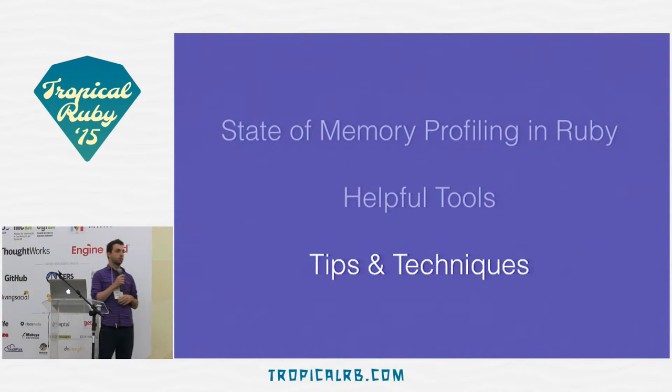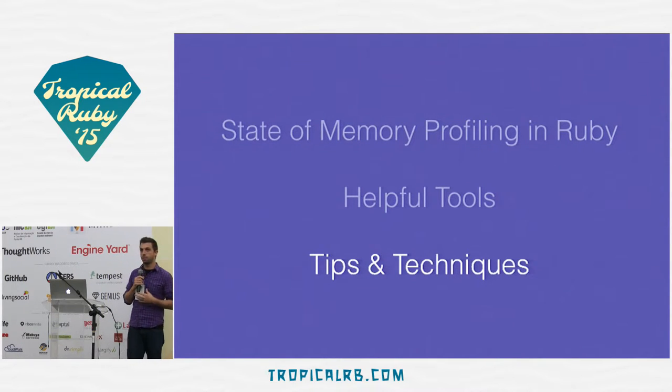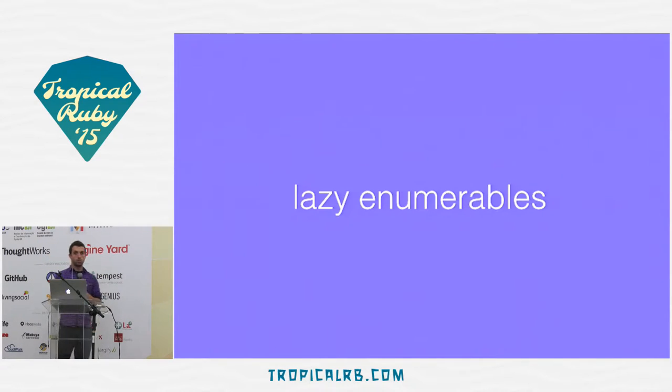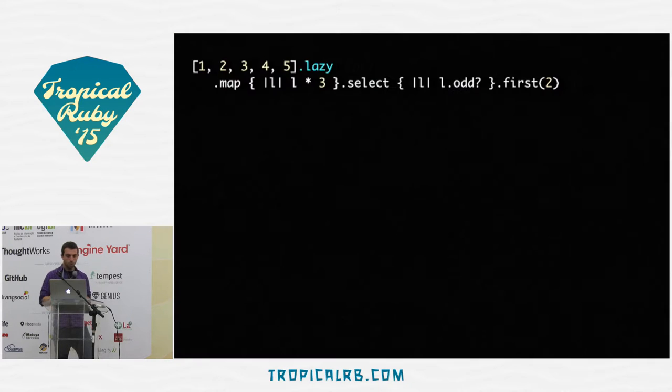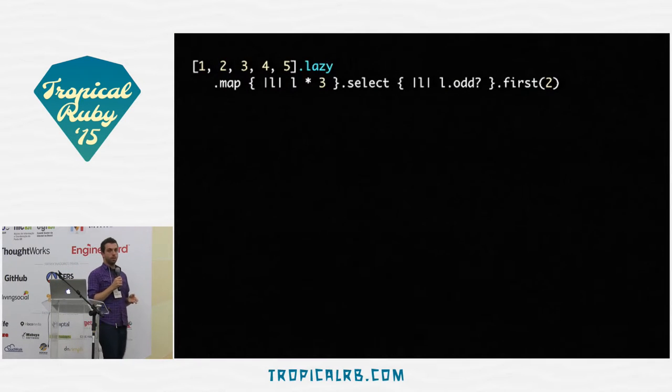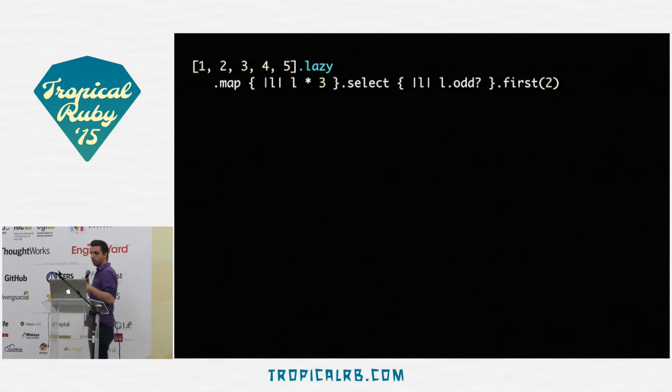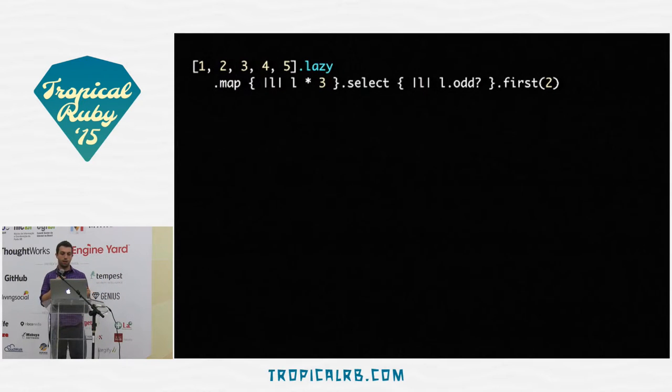Now I'm going to talk about some useful tips and techniques and some different facts about how we use Ruby on a day-to-day basis and what we can do to make memory management better. So does everyone know about lazy enumerables? Raise your hand if you know about lazy enumerables. Okay. Well, this is a typical operation you would perform on an array. Typically you have an array, like this array of 5 elements.